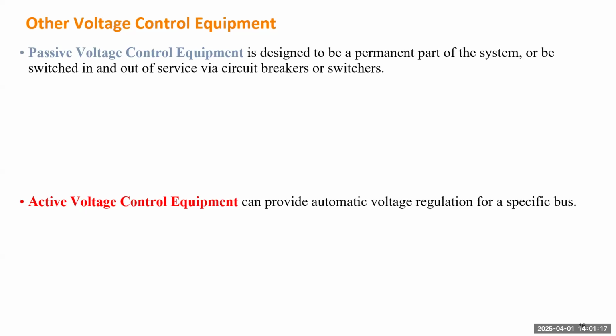The next part we'll quickly talk about other voltage control equipment. There are two categories. The first category is passive. The second is active. Passive means it's just designed to be a permanent part of the system. You can switch it in and off, but that switching is not automatic. It can be manual, even remote, but you cannot use such equipment for automatic control.